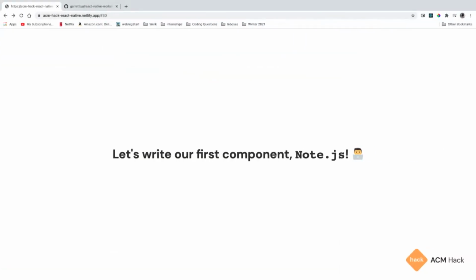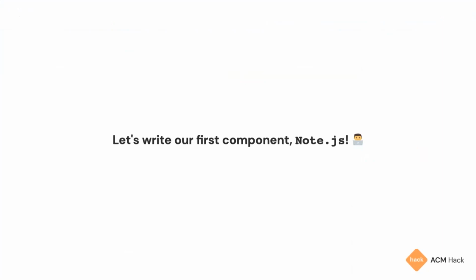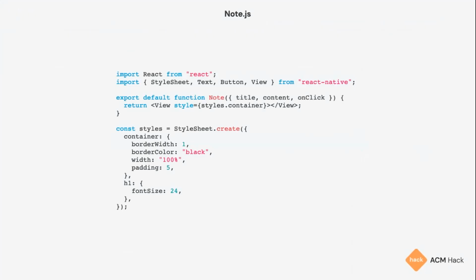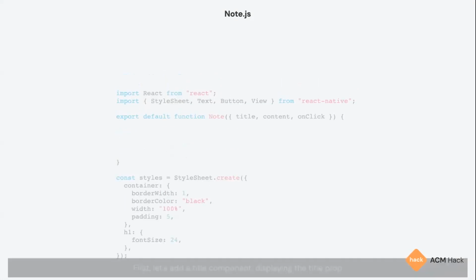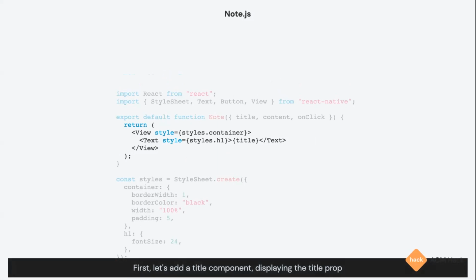So hopefully that makes sense. Yeah, let's get into the next part. This is just showing off the solution. I really like these animations here, so that's why I wanted to include this. So adding a title component, displaying the title prop, and we're passing in the style here that we previously defined.